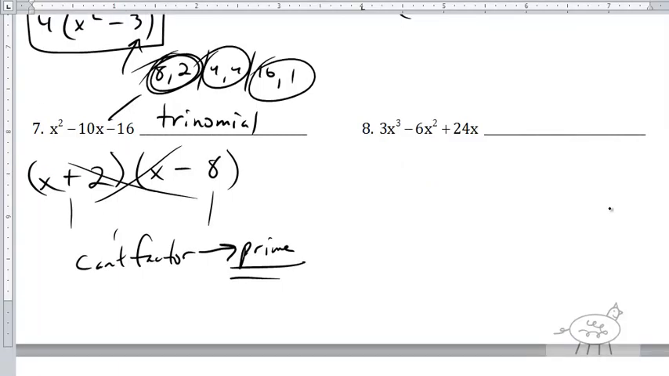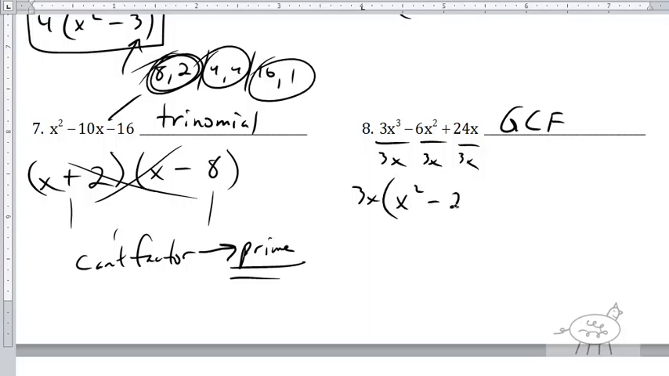Okay, so the next one, definitely greatest common factor. So we're going to divide each of these by 3x. So I get x squared minus 2x plus 8.